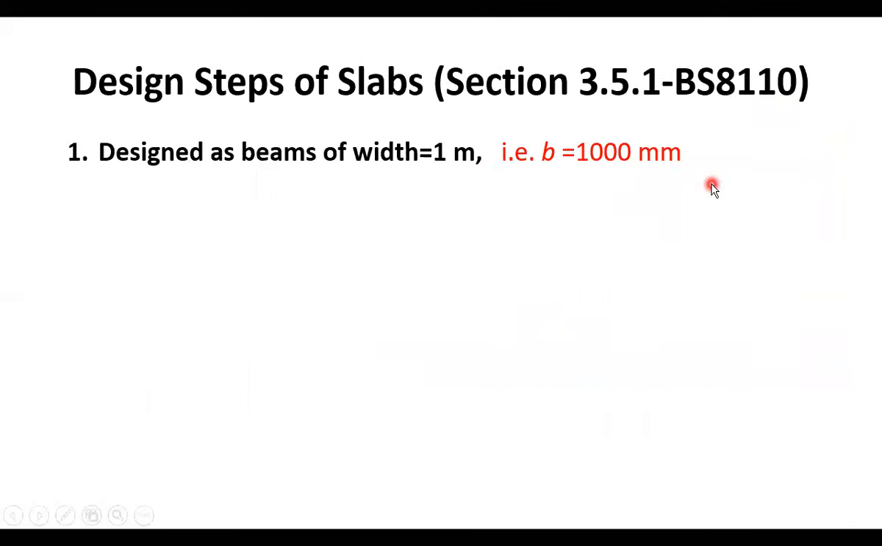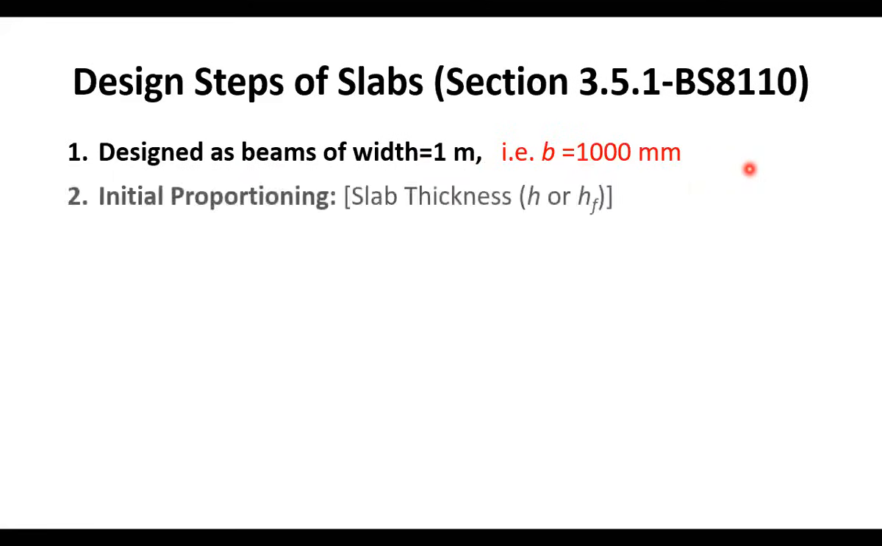Okay, now we'll go to the design steps of two-way solid slabs according to the BS code. The first thing to keep in mind is that we always design the slab as a beam with a width of 1 meter. So always the B, the width of the section, will be 1000 millimeter. Okay, and you will see that in most of these cases, it's the repetition of what we have taken in the one-way design steps videos. You can go back and check the videos.